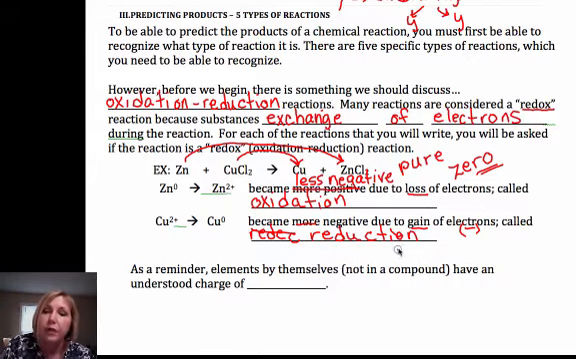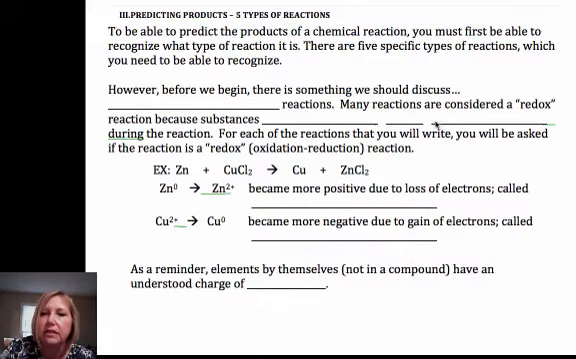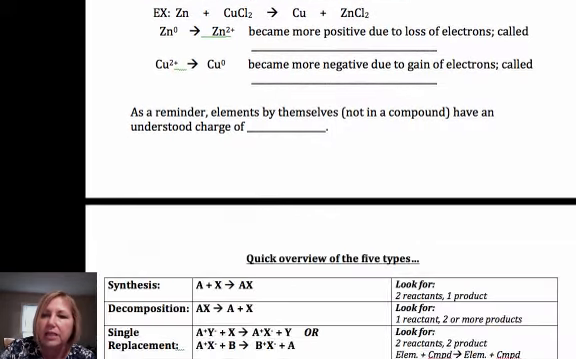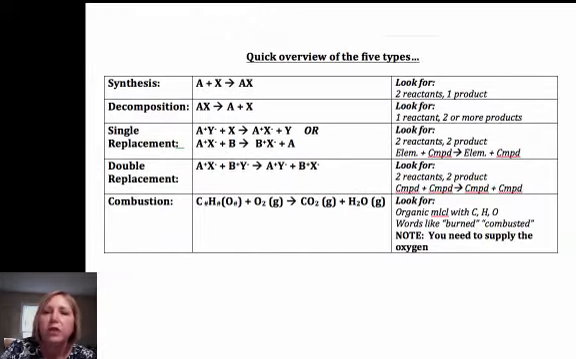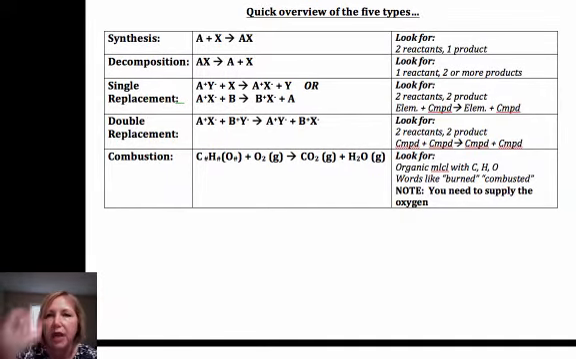So that's why we call them redox. One is gaining electrons, one is losing electrons. Now remember, elements by themselves are pure. And a mnemonic device for remembering this is OIL RIG. Oxidation is loss, reduction is gain. So oxidation is loss of electrons, reduction is gain of electrons. And you won't have one without the other.